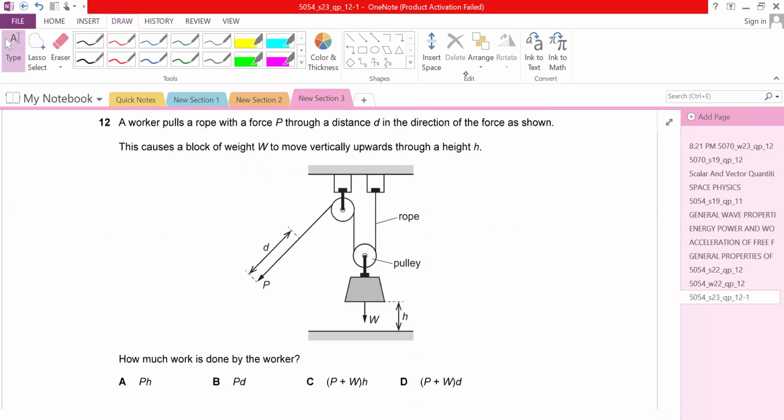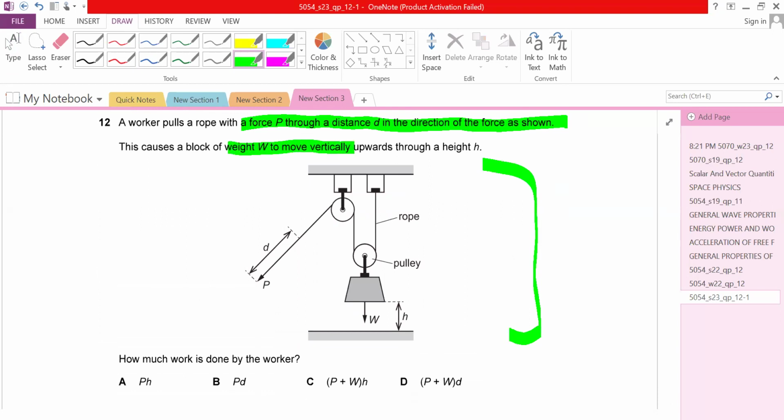Question number 12. A worker pulls a rope with the force P through the distance D in the direction of the force, as shown in the diagram. This causes a block of weight W to move vertically upwards to the height H. How much work is done by the worker?